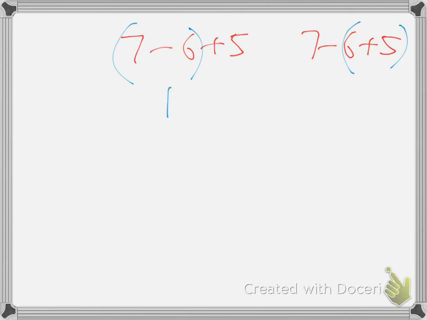Like how about if we had 7 minus 6 plus 5 and 7 minus 6 plus 5. If I put the parentheses around the first two, or I put it around the last two, that's not the same, is it? Because this would be what? 1 plus 5, 6. I go too fast. 7 minus 1.